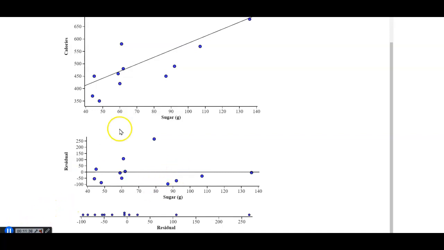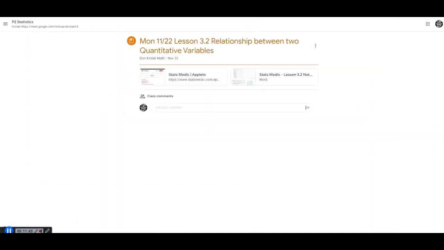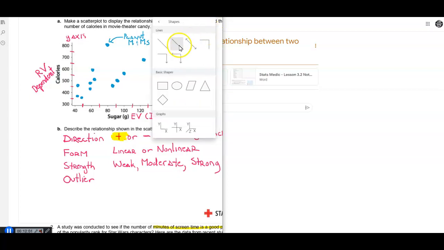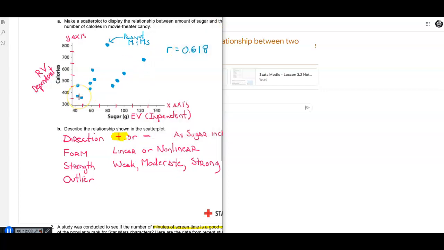All right, so let's just sketch that line in on our notes. Okay, so let's see, draw a line. And let's kind of estimate it. It's a little bit above 400. And it kind of goes through these points. So something like that.